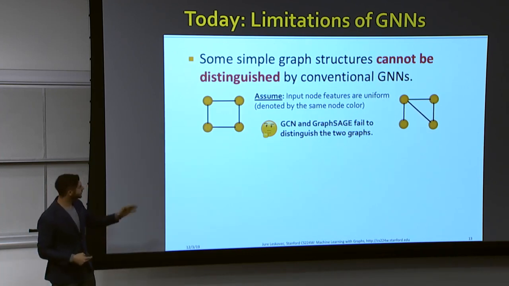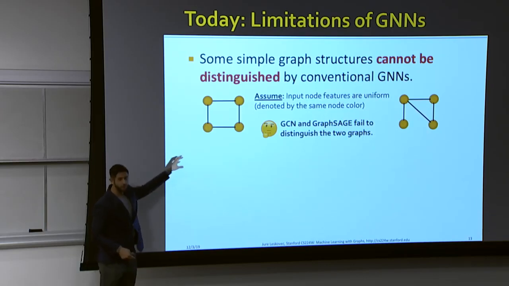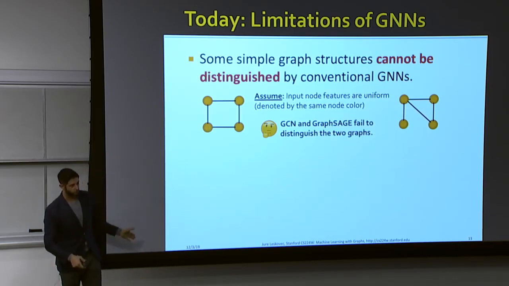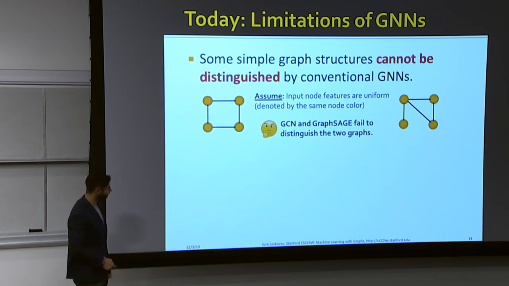And the answer is, at least for GCN and GraphSage, they will fail to distinguish the two of them, okay? And we're going to be seeing why this can be a problem, especially for downstream tasks, let's say when we try to do graph classification.